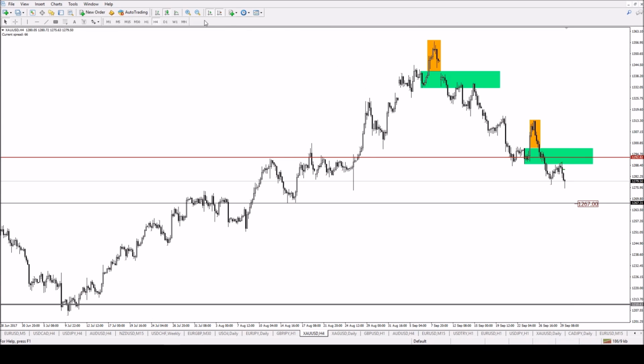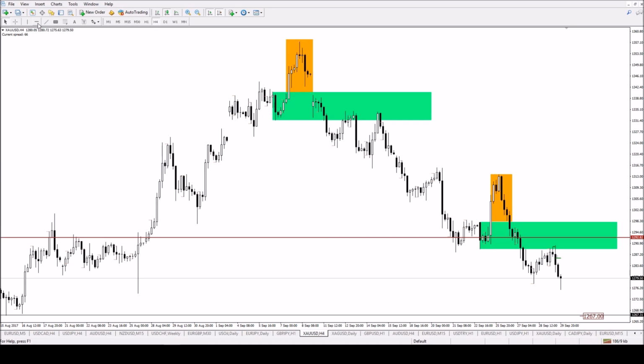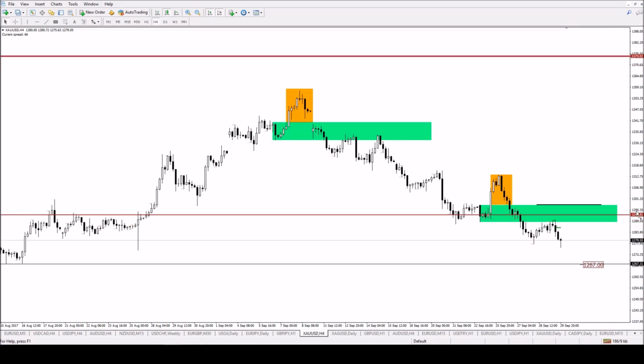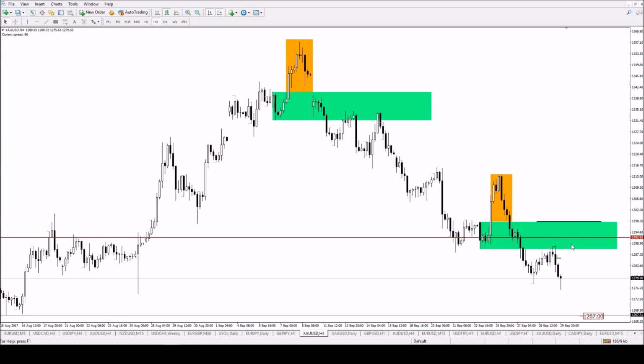So my validation level would be above this green box here. Okay, that would be my validation level. So knowing that, I could possibly just short it here. If I've got good enough risk to reward, I could say I'm short here, stop loss there. So I'll see if we can get any pullback here. If we can get some pullback, I'm going to short this with a stop loss above 1298. That is my stop loss.